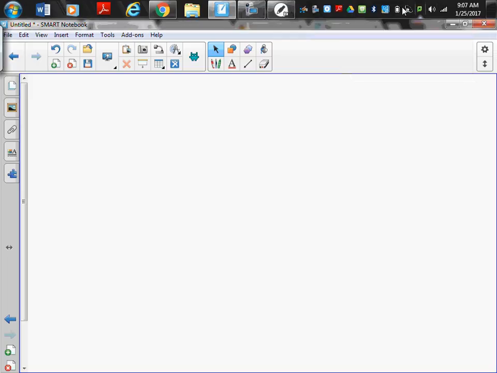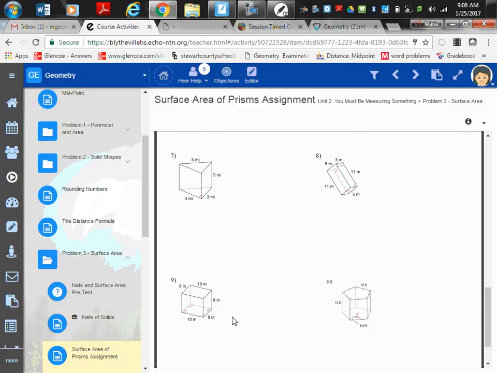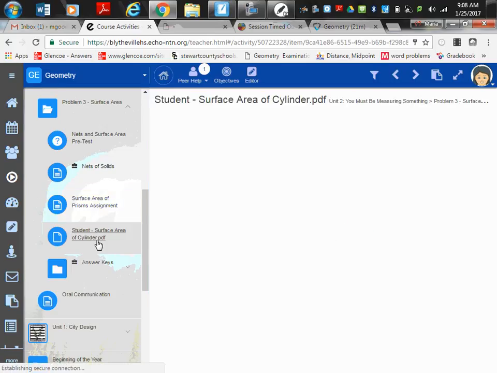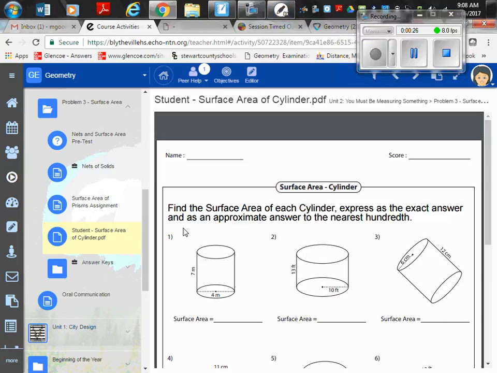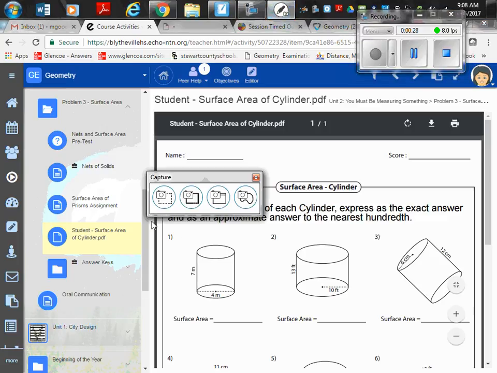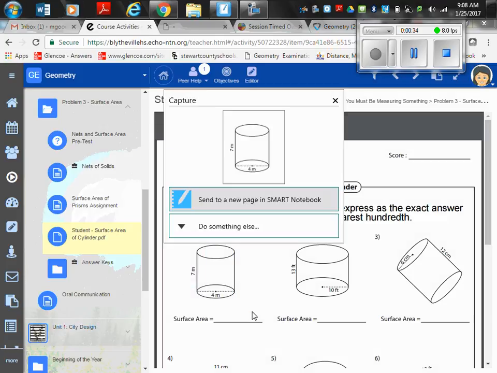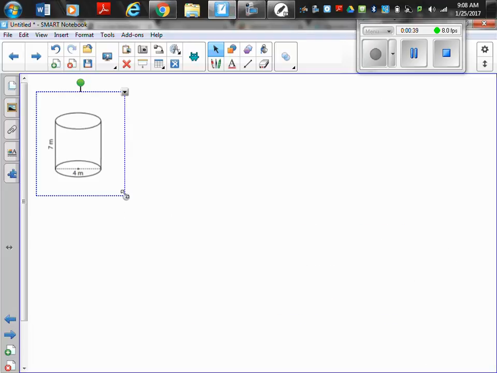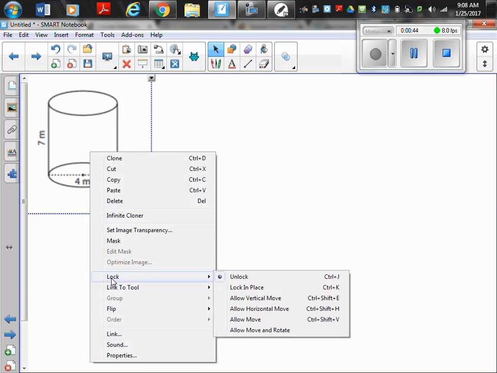Surface area of a cylinder. On a cylinder, the first thing you have to know is a cylinder is made up of a couple of shapes.